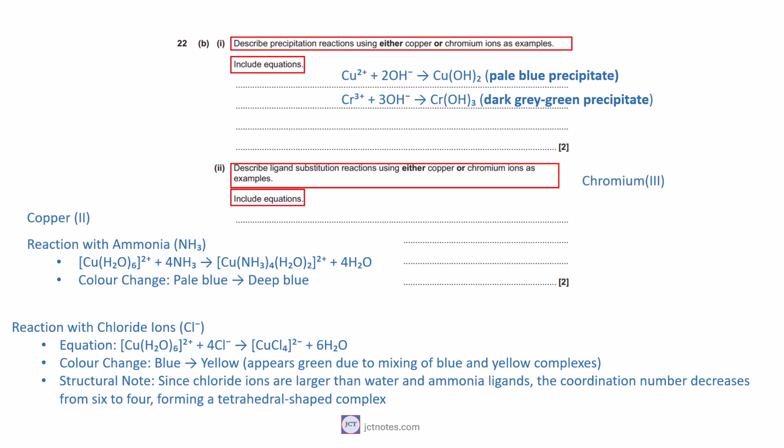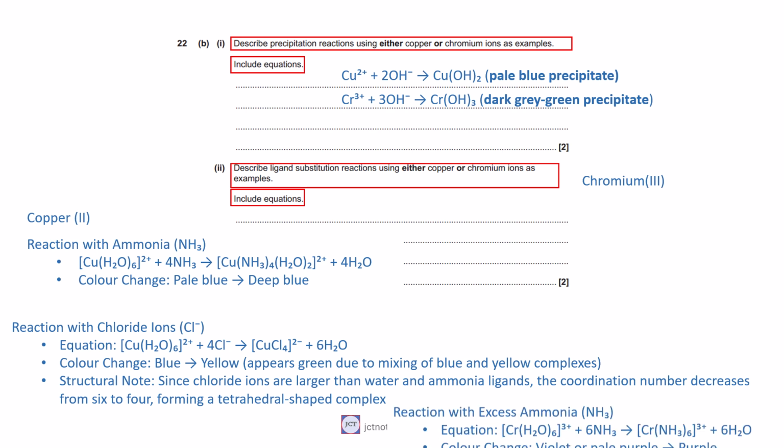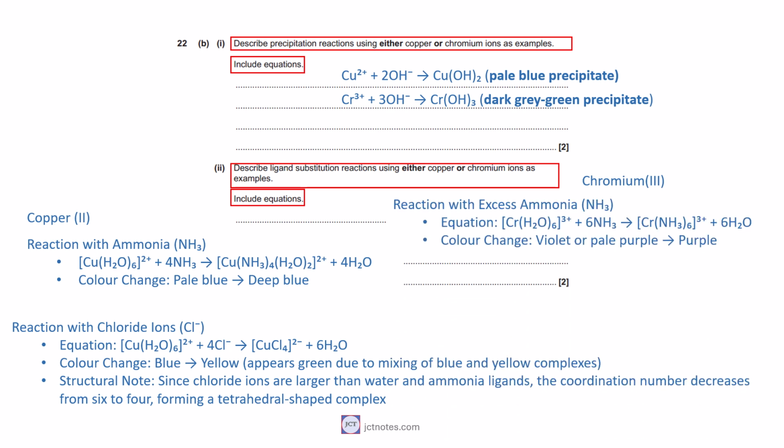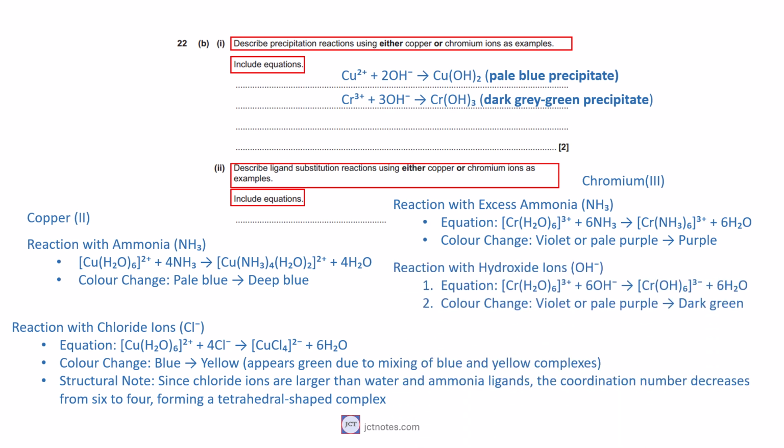They can undergo substitution reactions with excess hydroxide or ammonia. In the reaction with excess of ammonia, all the molecules of water are replaced by ammonia and the color changes from violet or pale purple to purple. In the reaction with hydroxide ions, the 6 water molecules are replaced by 6 hydroxide ions, changing the color from violet or pale purple to dark green.